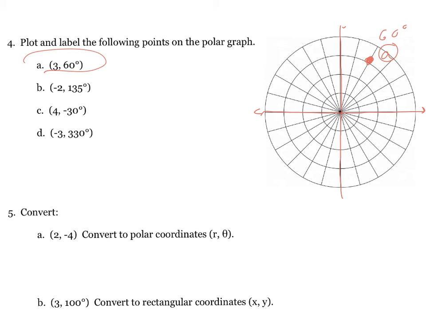Point B is the 135-degree radial. That's over here. Now, the radius is -2. So that means starting at this 135-degree radial, I actually want to measure the radius on the other side. So there's -2 at 135 degrees. It's on the other side of the origin.